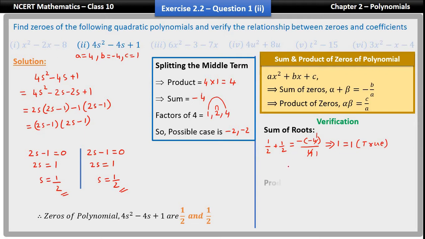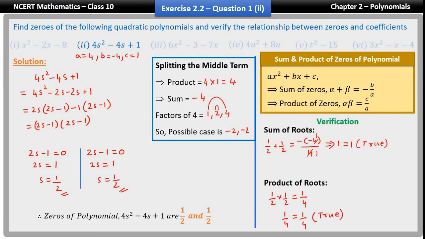Now let's verify the product of the roots. Our roots are half and half, so the product is half into half. The product of the roots is given by c by a. Our c is 1, a is 4, so c by a is 1 by 4. Half into half is 1 by 4, and that is equal to 1 by 4. Again, LHS is equal to RHS.